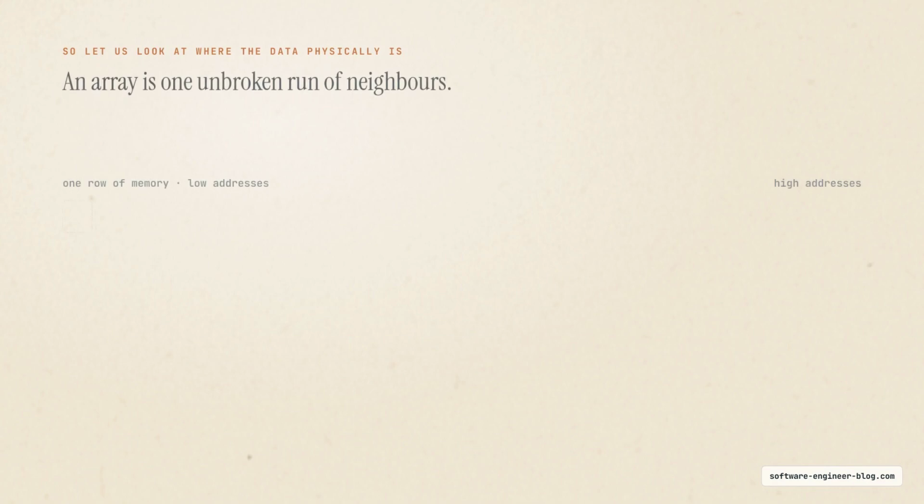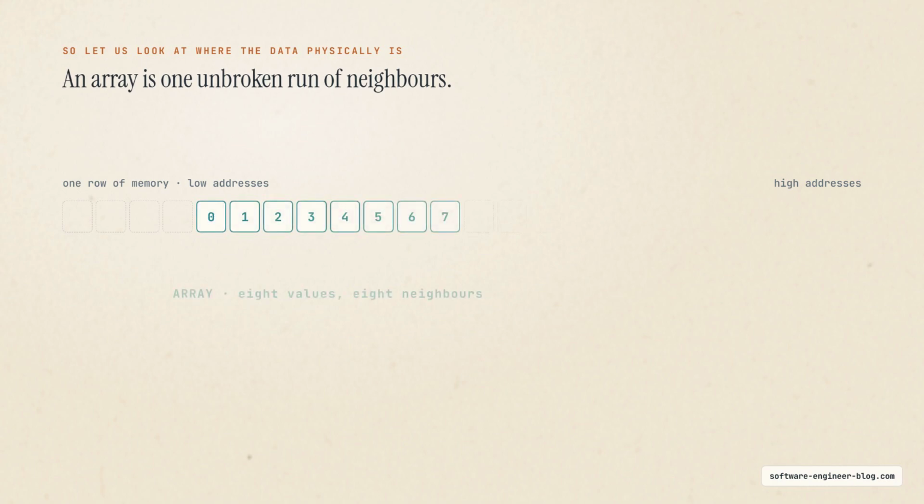So let us look at where the data physically is. Think of memory as one long row of numbered addresses, with low addresses on the left. An array is one unbroken run of neighbors, 8 values, 8 cells, side by side.